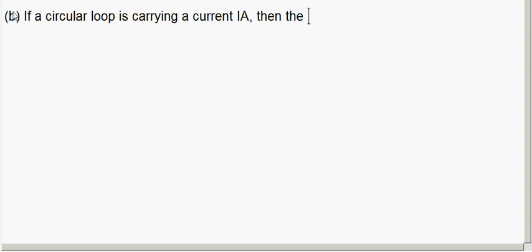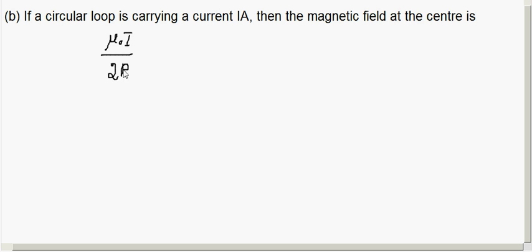if a circular loop is carrying a current I amperes, then the magnetic field at the center is, we have found this, equal to mu naught I by 2r. Therefore a semicircular loop carrying current will be half of the field due to the circular loop.